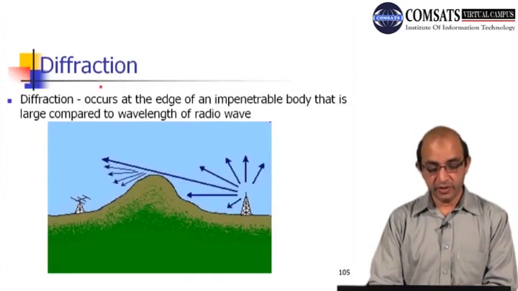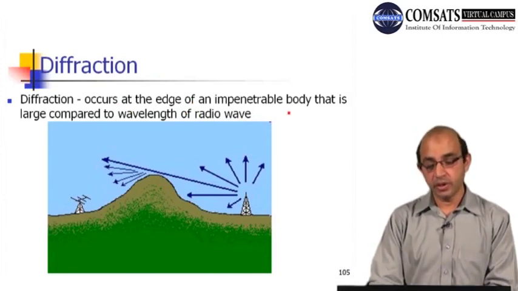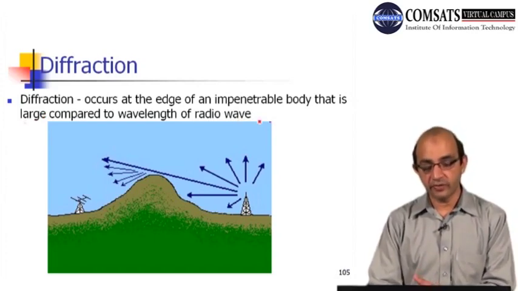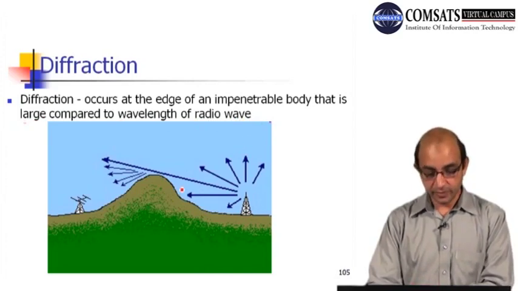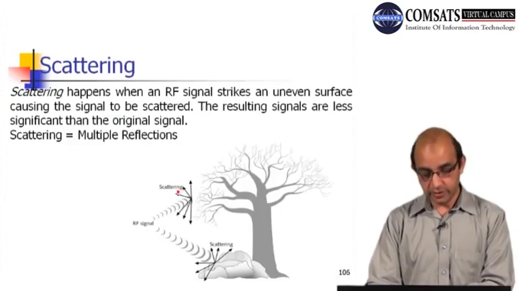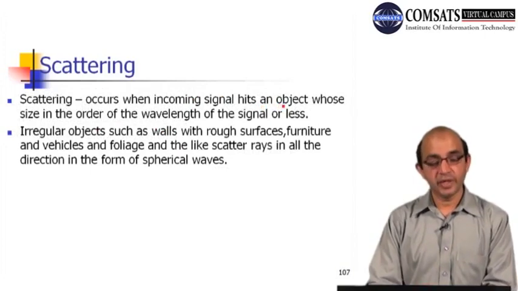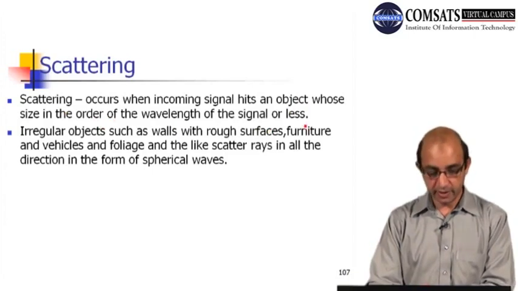So here you can see diffraction at the edge of an impenetrable body that is large compared to the wavelength of the radio wave. Here we have another version of diffraction. Multiple refractions is called scattering. The signal strikes an uneven surface causing the signal to be scattered. The resulting signals are less significant than the original signal, right? So you can see multiple scatterings. The RF signal hits an object whose size is on the order of the wavelength of the signal or less, right?